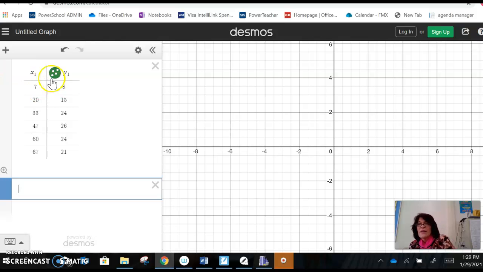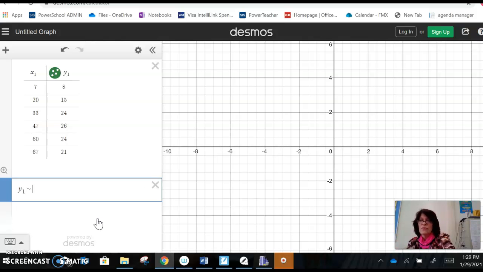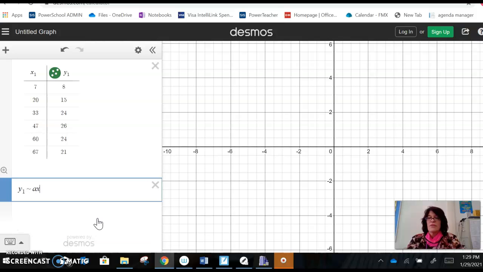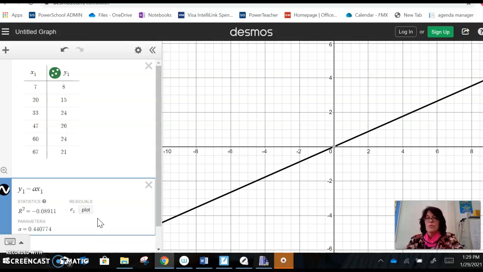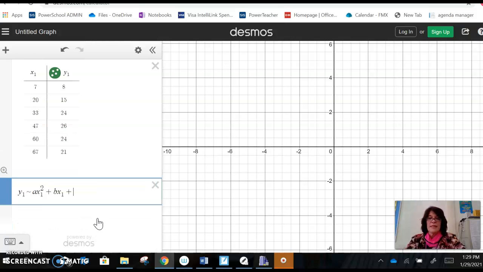We have to type, see how they do x1 and y1? So we're going to say y1. I didn't have to do subscript or anything. I just typed y1. And then the little tilde. It's right to the left of the 1 up top, this little tilde. And we want to type in our standard form of the quadratic equation, which is ax squared, but I have to type x1, ax1 squared plus bx1 plus c.